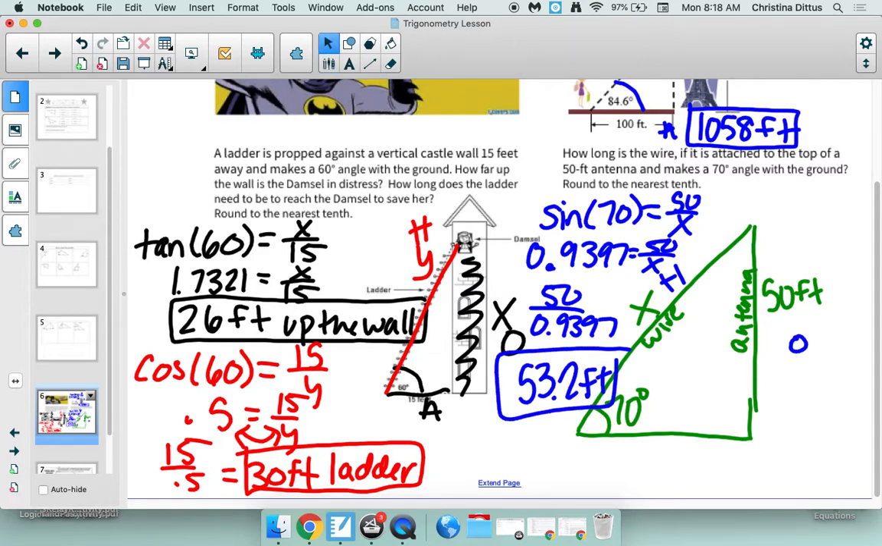Okay. So that's kind of what we did on Friday. We're just doing word problems, which are everybody's favorite. Questions on word problems?